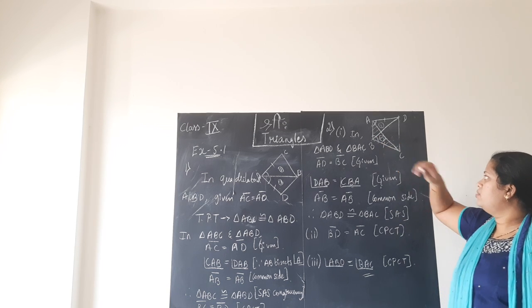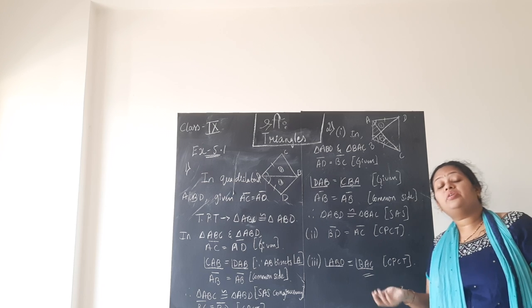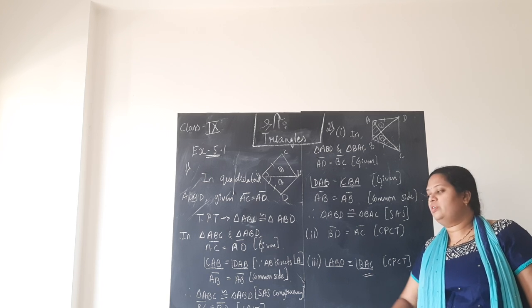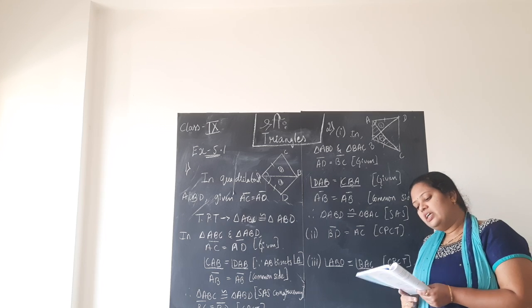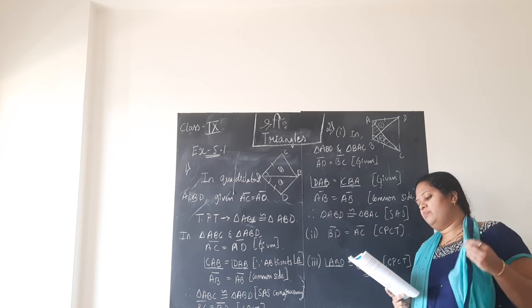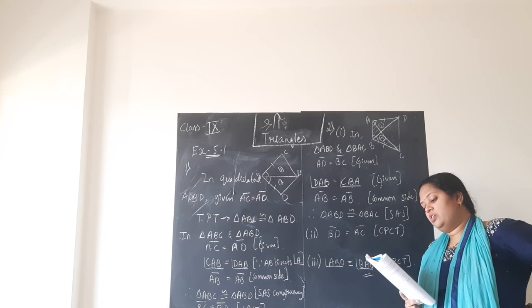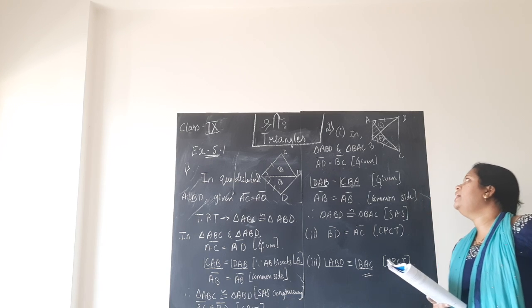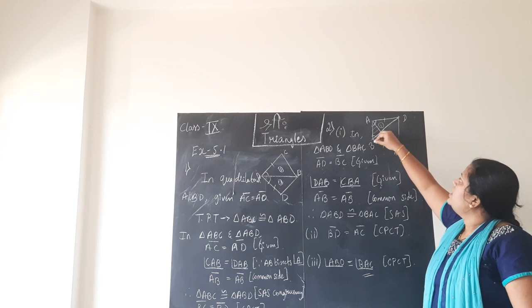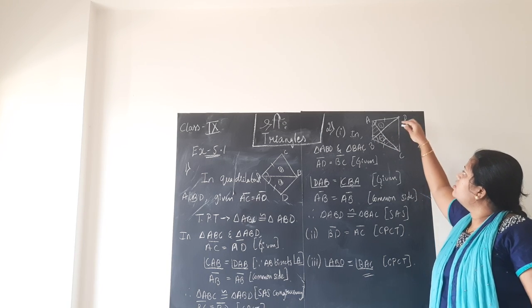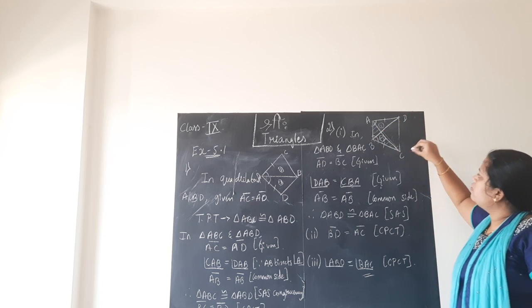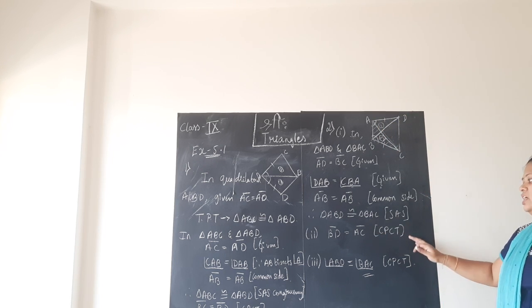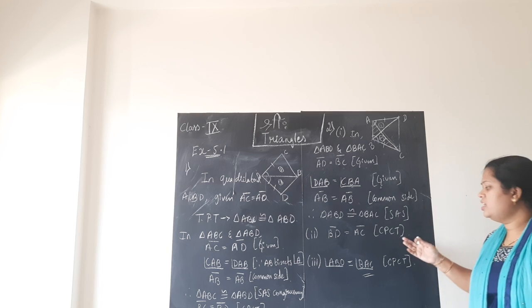Once we prove these two triangles are congruent, their congruent parts also become congruent. How? By CPCT, just now I explained to you. So that gives the answer for the second and third sub questions of this question number 2. We need to prove BD equals AC. BD is equal to AC means the diagonals are equal. By CPCT we can easily say the diagonals are equal.